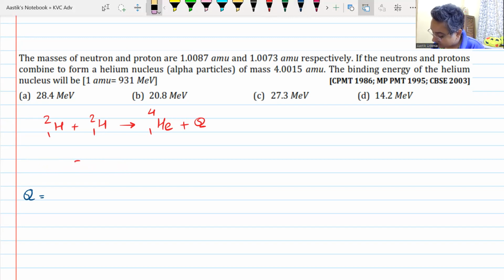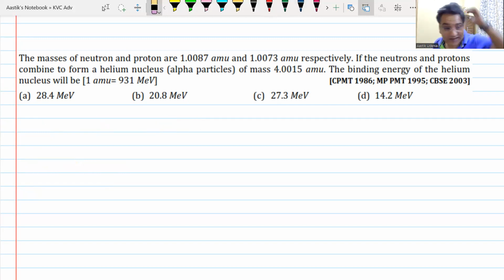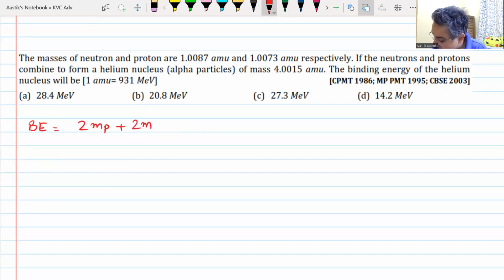Which I think I started doing, the next question that I was looking at. We have to find out the binding energy of the nucleus from the mass of the proton and neutron. So in this case, you have to find out the binding energy of the nucleus. This will be 2 times the mass of the proton plus 2 times the mass of the neutron minus the mass of the nucleus, and everything is given in AMU.